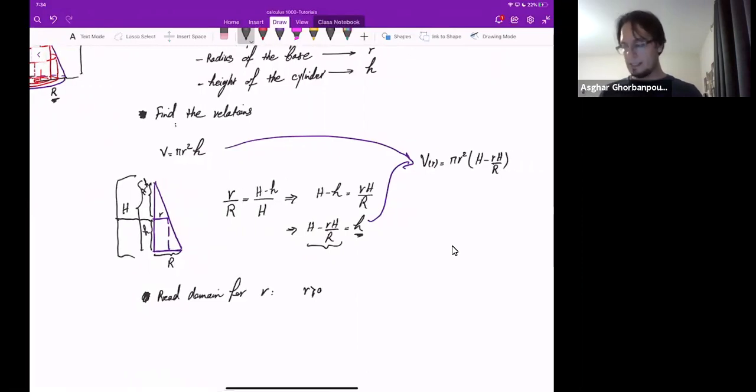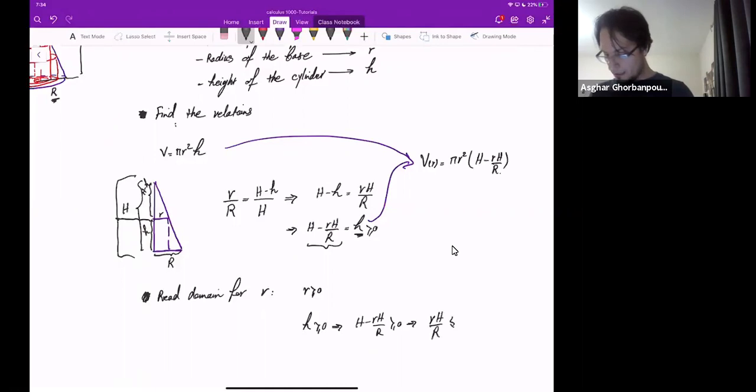Well, I can play with this thing. Either use that h also must be bigger than or equal to 0 and solve it for that. So let me do this one. h is bigger than or equal to 0. That means that h minus r h over R must be bigger than or equal to 0, and that means that r h over R must be less than h. h is a constant, I can cancel that positive constant number, and I can cancel those two, and I write that r can be less than or equal to R.